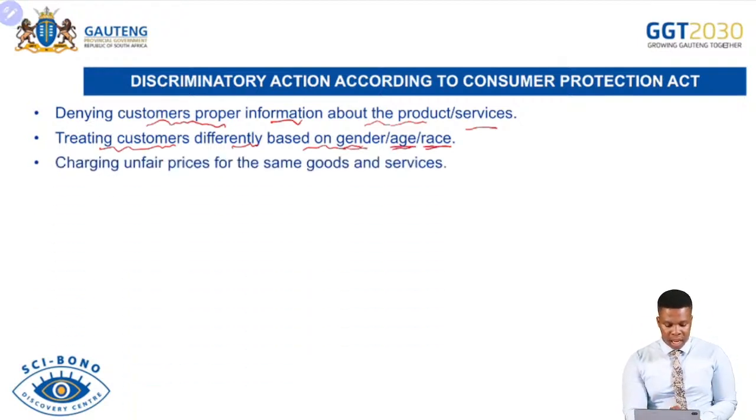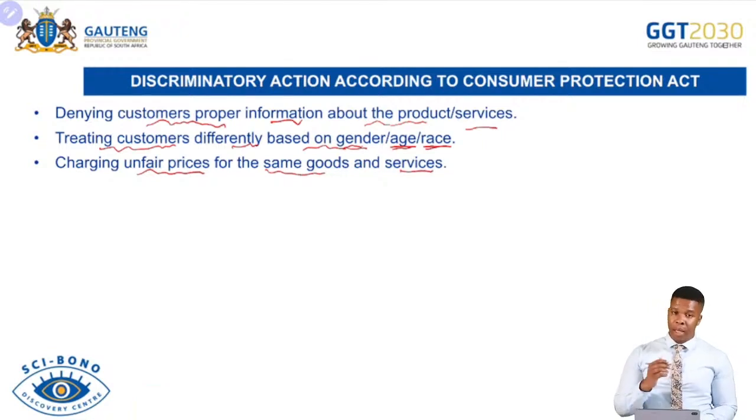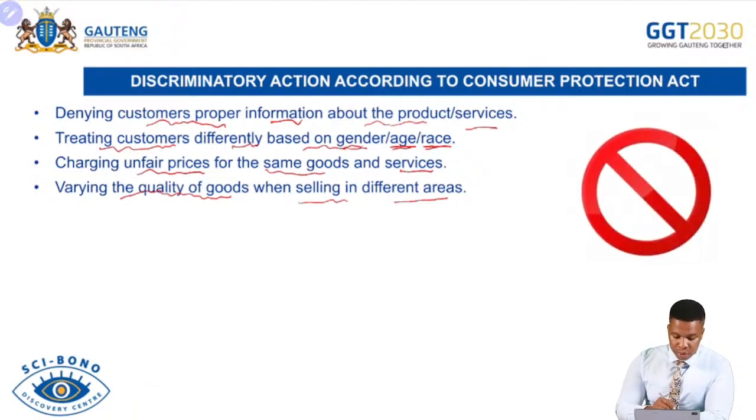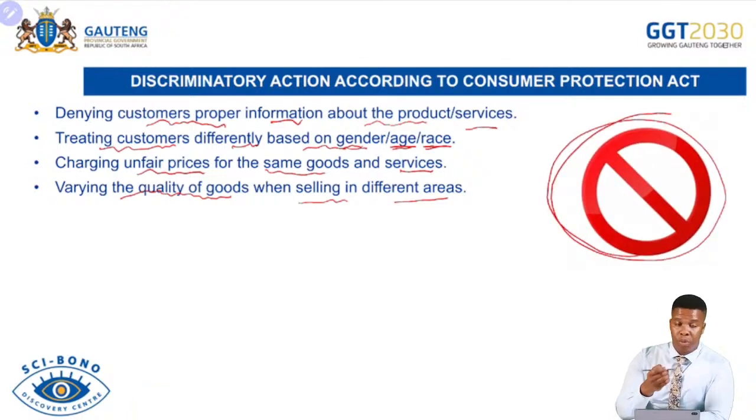And then as we proceed, charging unfair prices for the same goods and services is also considered discriminatory, because everyone should be treated fairly in the marketplace. Another one is varying the quality of the goods when selling in different areas, which is also considered discriminatory, because the business has to treat everyone fairly. We are living in South Africa and everyone should get the same quality of the product. And then as we move further, the picture here shows that this should not be done, because it tells us that every customer should be treated fairly.